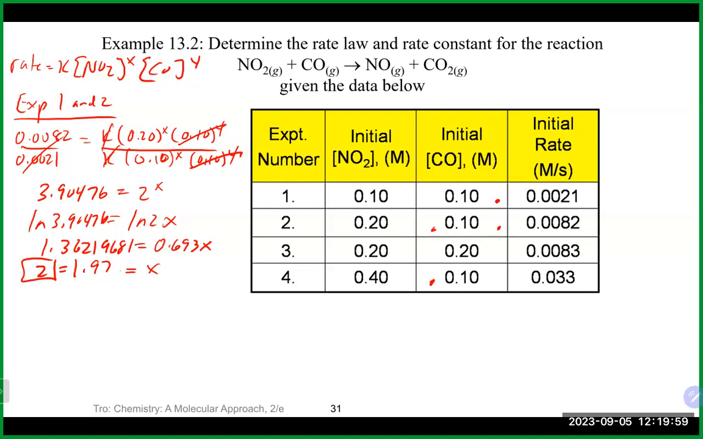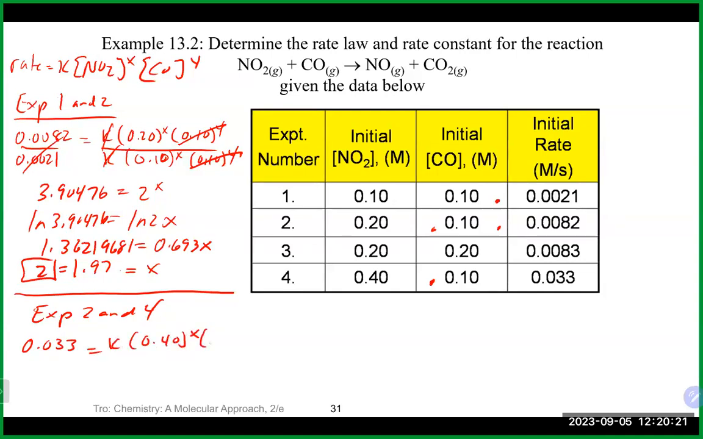Now, just for reference, to see if we chose 2 and 4, maybe you did choose 2 and 4. In this case, we will put 4 up on top: 0.033 equals K, 0.4 to the X, 0.1 to the Y. And in this case, 0.0082 equals K, 0.2 to the X and 0.10 to the Y.